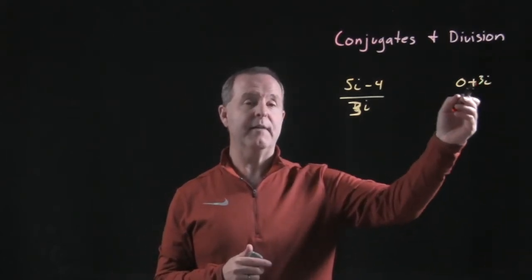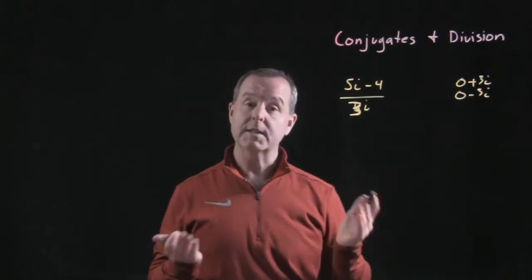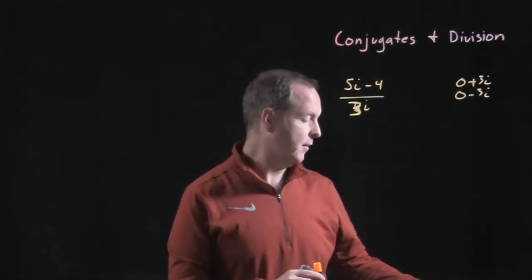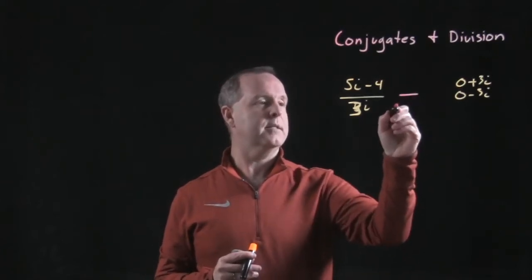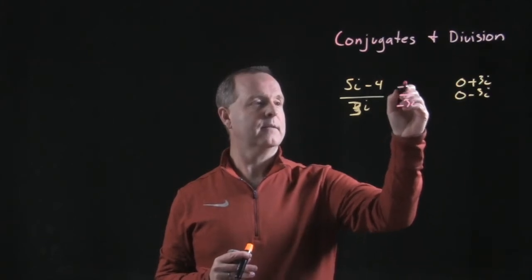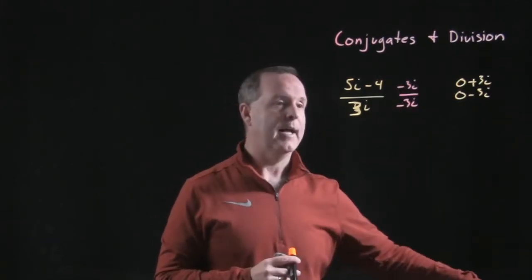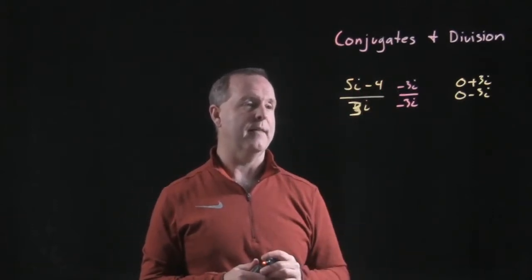So what's the conjugate of that? Well, the conjugate would be 0 minus 3i, or just a negative 3i. So that's what I'm going to use as my process to develop my clever version of 1: negative 3i over negative 3i. And now from there, I can use that as a way to help reduce and simplify this.